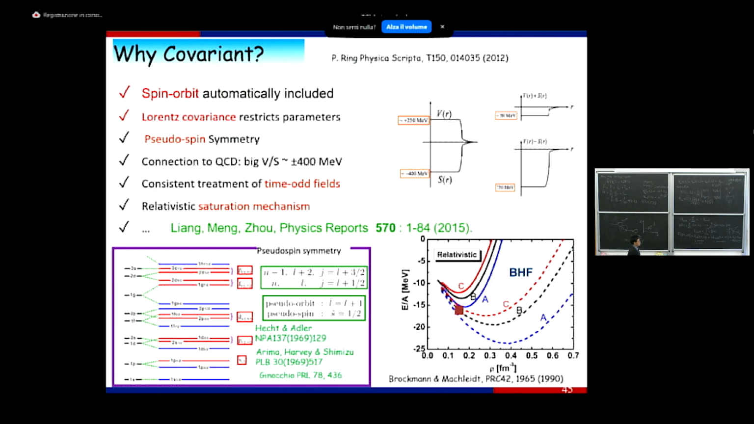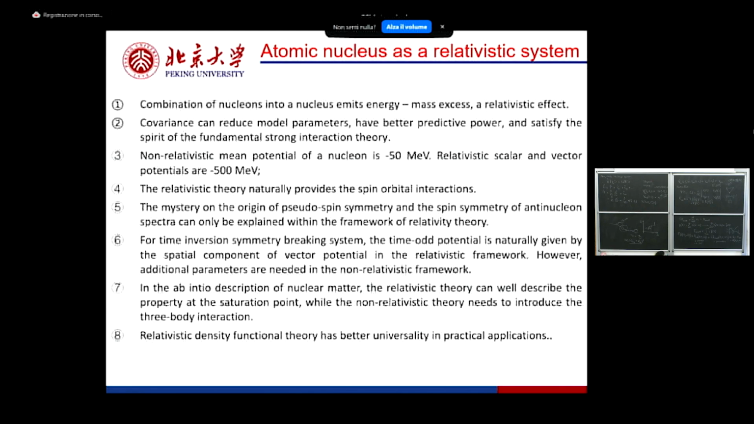And therefore, if you do non-relativistic Brueckner calculation, then immediately people realize they need a three-body force, anyhow, in order to get the saturation point. But if you do relativistic calculation, then immediately you will see the situation is much more improved. So all of this is a kind of evidence for the reason why we should do it relativistically.